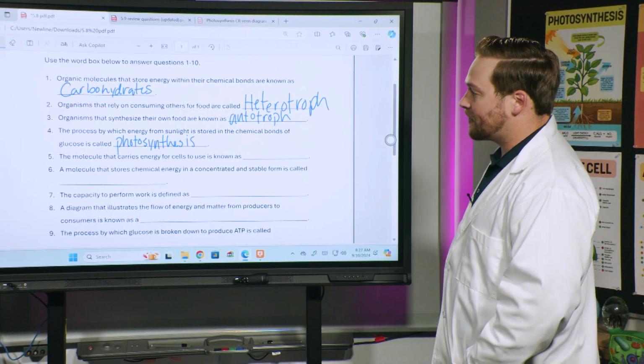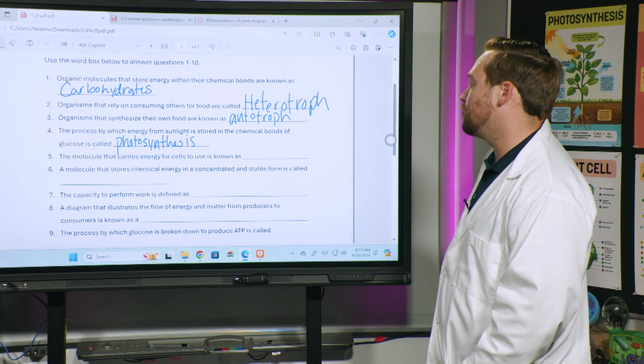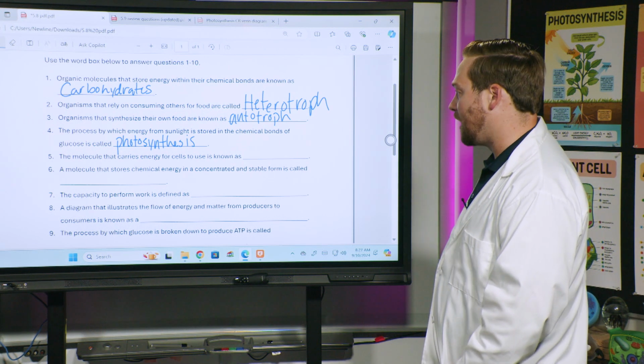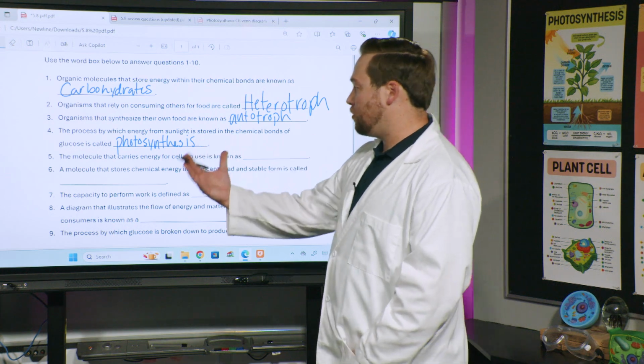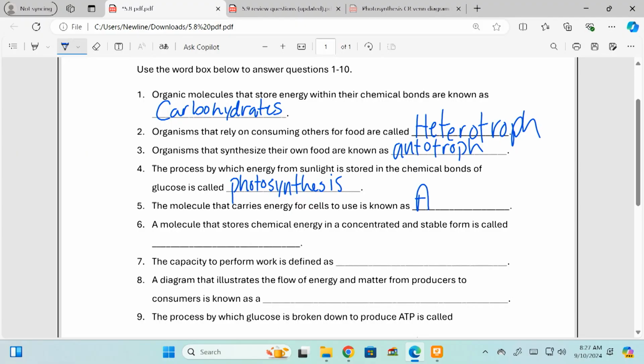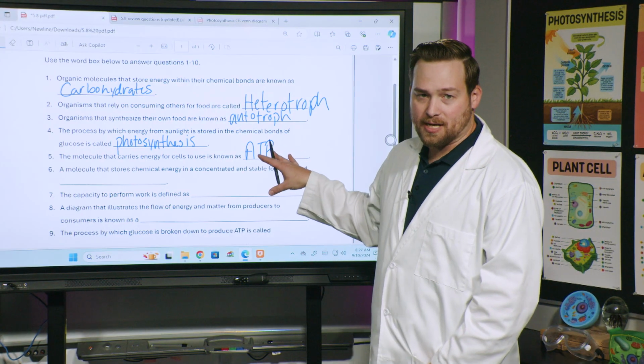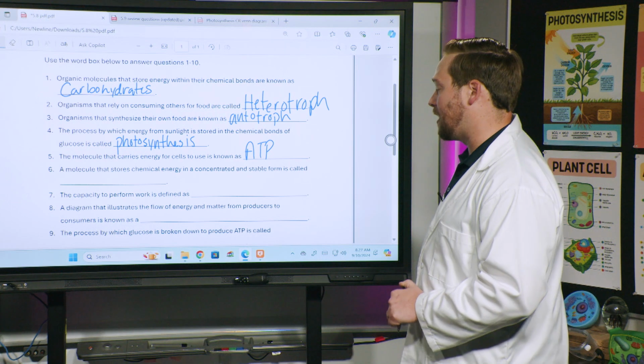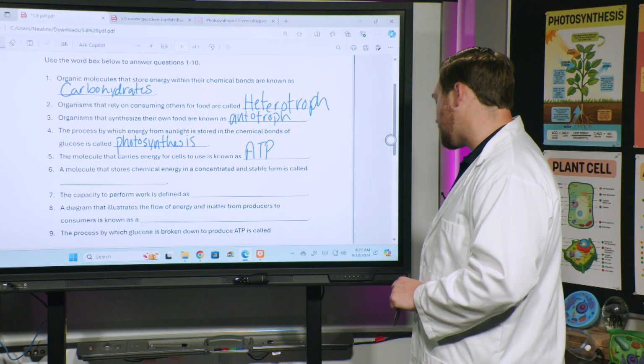Y'all are doing great. So number 5 says the molecule that carries energy for cells to use is known as what? Well, we make glucose from photosynthesis, but what cells really like is ATP. So once that glucose is made, we have to break it down, turn it into ATP so that the cells can use it. So ATP is the molecule that carries energy. All right, let's go to number 6.